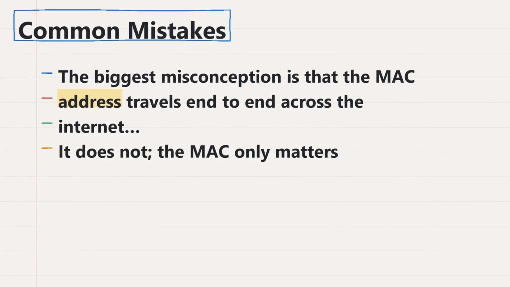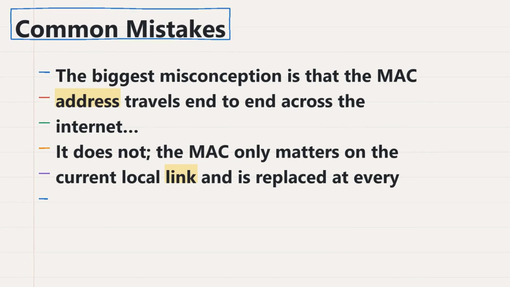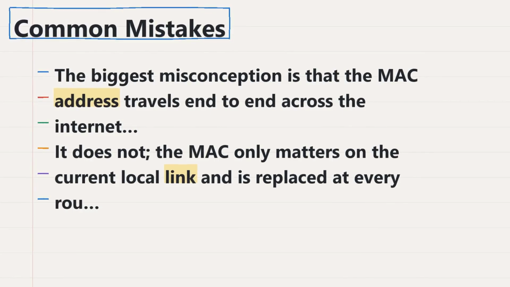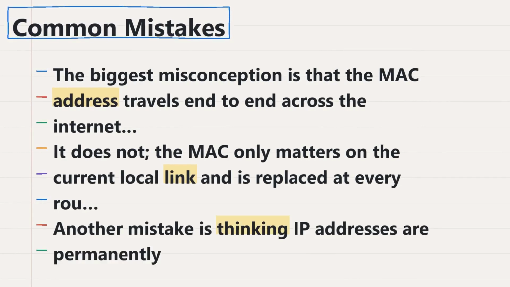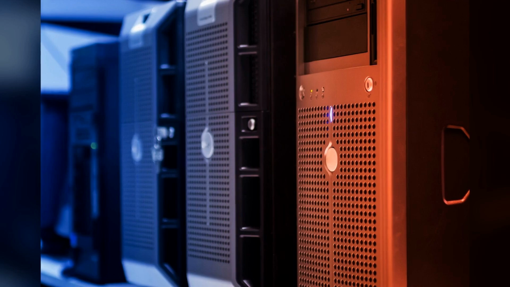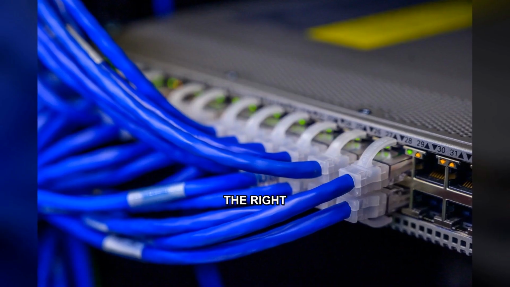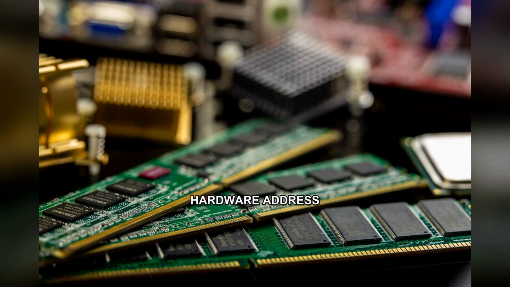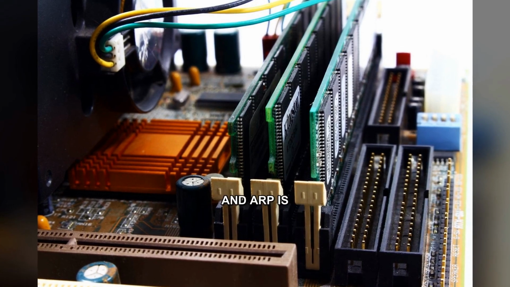Another mistake is thinking IP addresses are permanently tied to a device. They are assigned per network and change as you move. People also assume MAC addresses are perfectly unique forever, but modern phones randomize their MAC for privacy on each network, deliberately breaking that assumption. IP is the changeable, hierarchical address that routes data to the right network, while MAC is the fixed hardware address that delivers it to the exact device on the final link, and ARP is the bridge that connects the two.